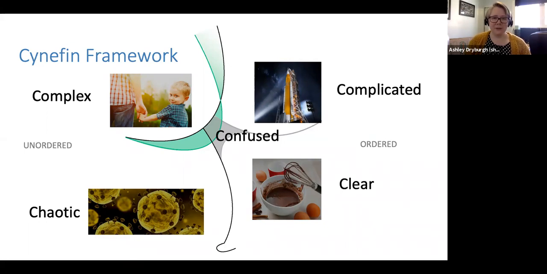One other piece about this framework I want to point out to you just before I leave you. You'll notice at the bottom, there is this little shepherd's crook thing. This is called the cliff. And this reminds us that if we treat complex problems as if they were clear, we are going to tip into chaos. A beautiful example here is wildfires.